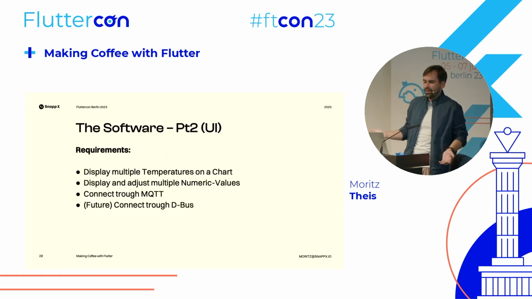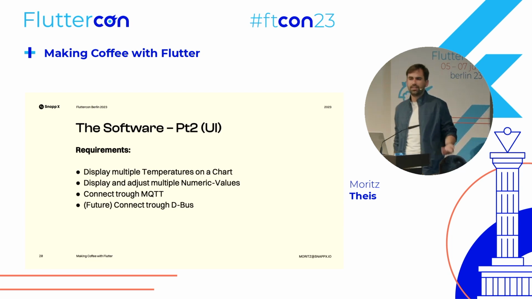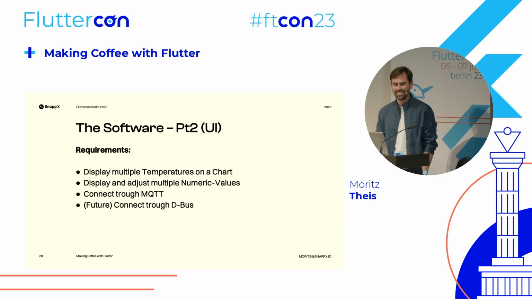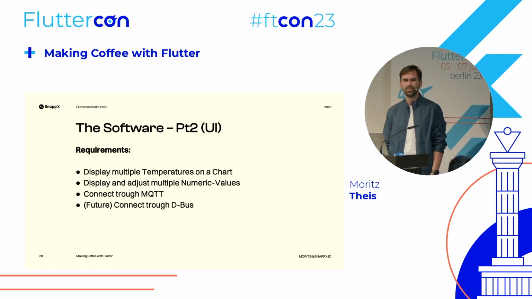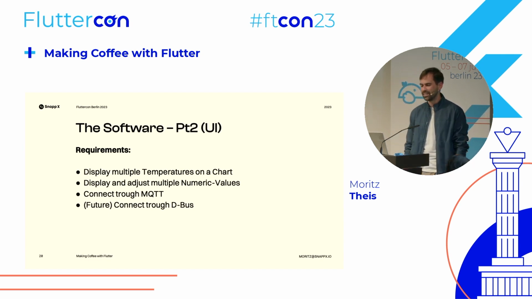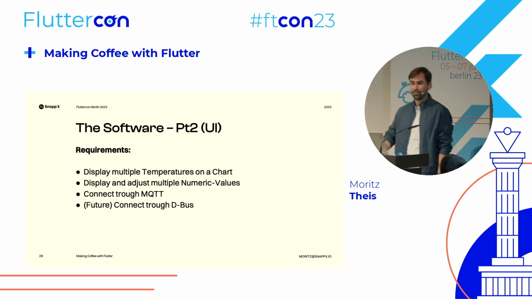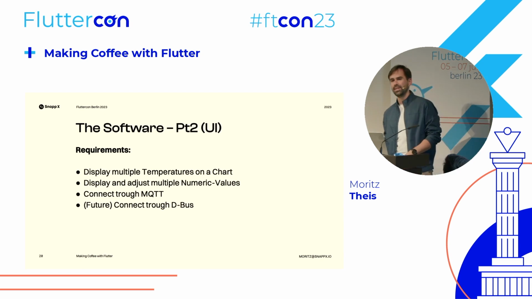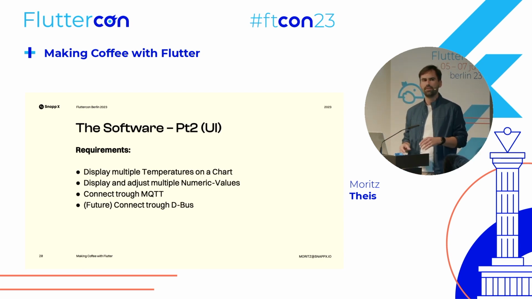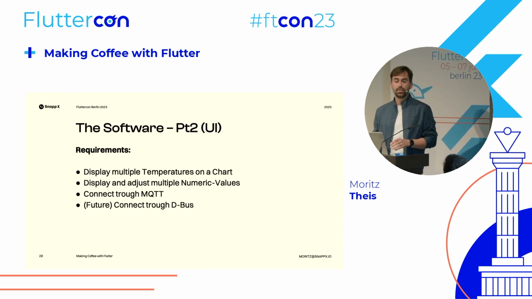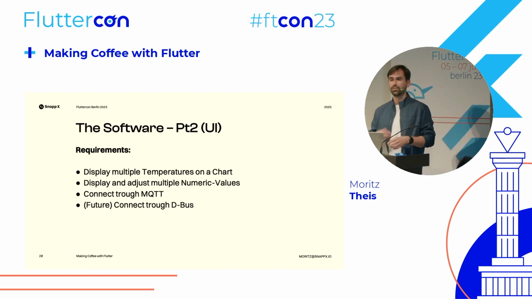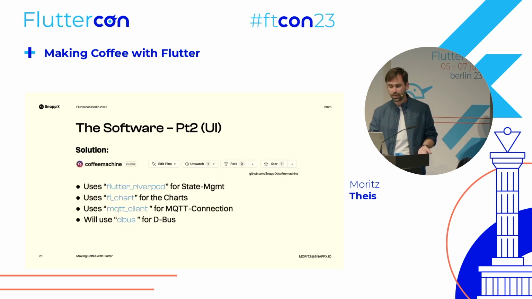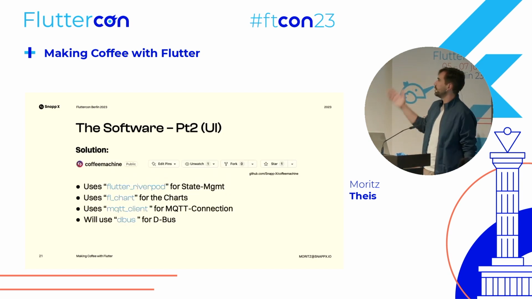So for the software, for the UI part, those requirements, for Flutter devs, don't sound too complicated, right? Displaying 2 temperatures on a chart and connecting through MQTT. And then for the future, that's not implemented yet but was already very important back then, it should be able to connect through D-Bus, so we could talk to other processes running on a Raspberry Pi.